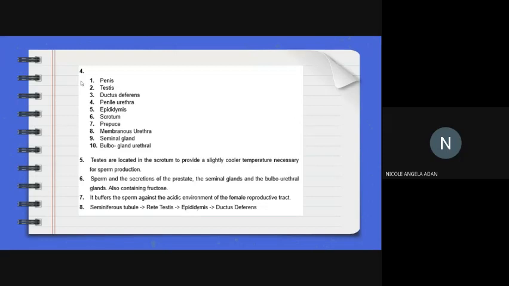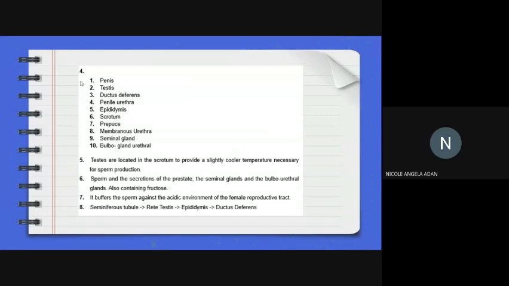Number 6, describe the composition of semen and name all structures contributing to its formation. Sperm and the secretions of the prostate, the seminal glands, also containing the bulbourethral gland. Number 7, of what importance is the fact that seminal fluid is alkaline? Well, it buffers the sperm against the acidic environment of the female reproductive tract.